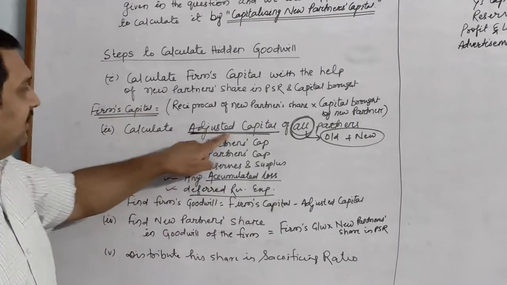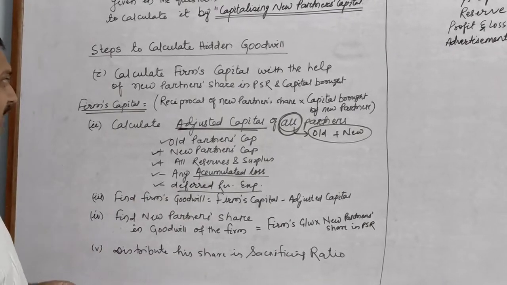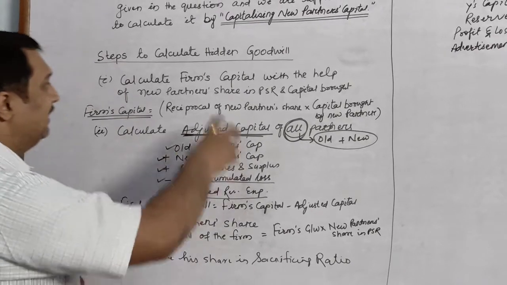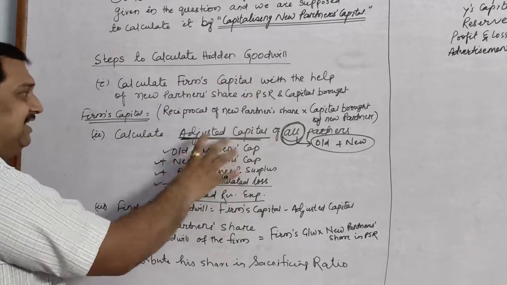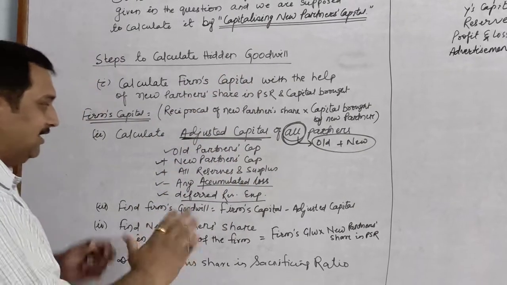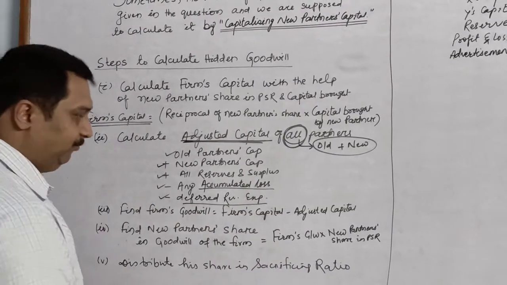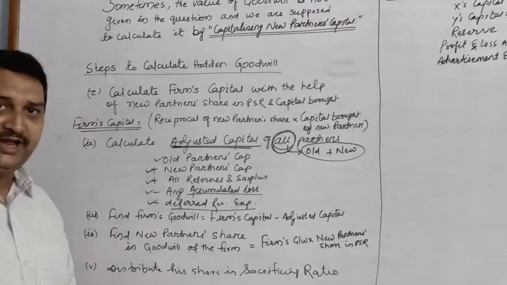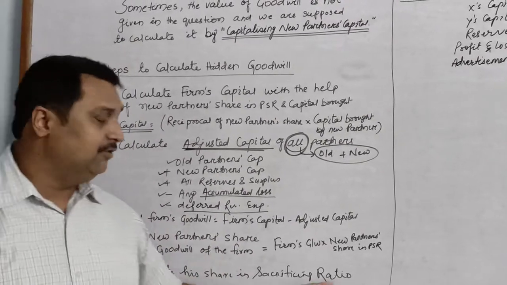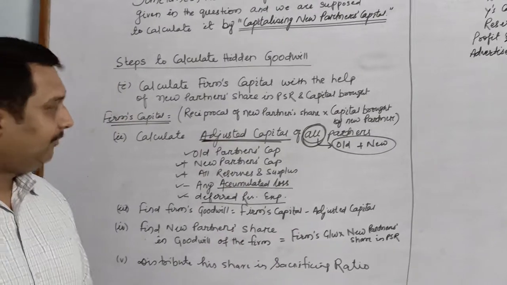After you have calculated the adjusted capital, you will be able to find out the firm's goodwill. How will you get the firm's goodwill? That is the firm's capital minus the adjusted capital of the partners. The balance, the difference, will be your firm's goodwill. Now, from the firm's goodwill, we will calculate the new partner's share, and that we will distribute in the sacrificing ratio as we have been doing.